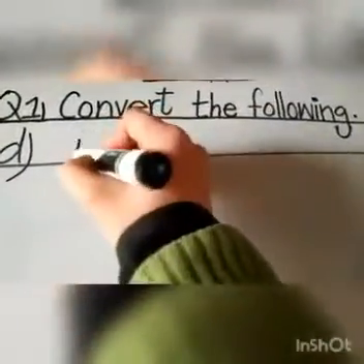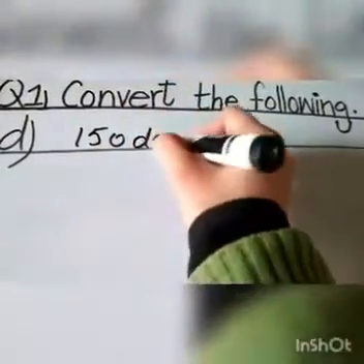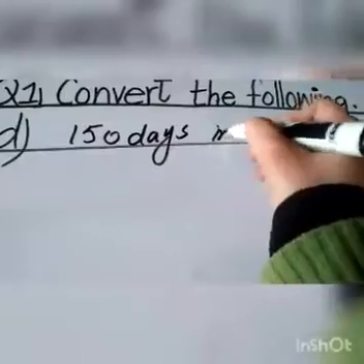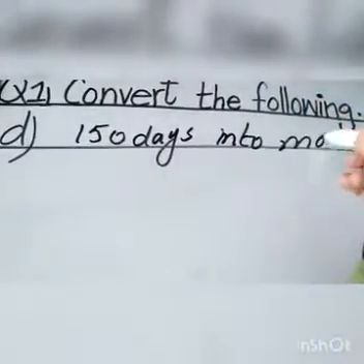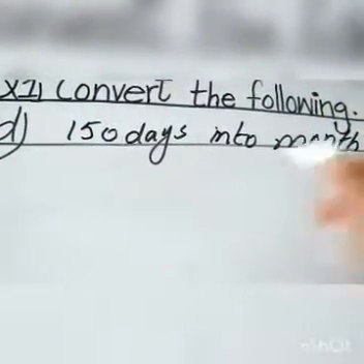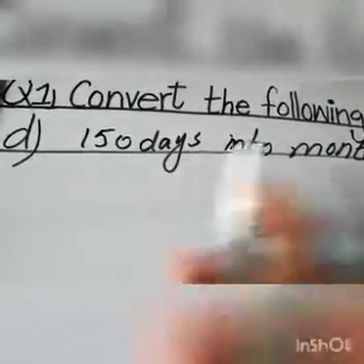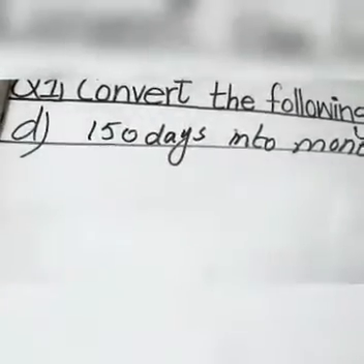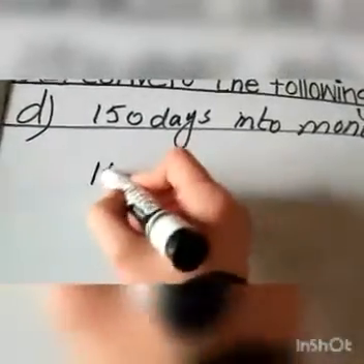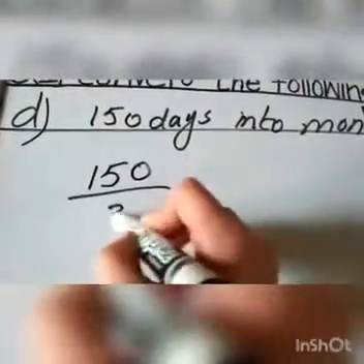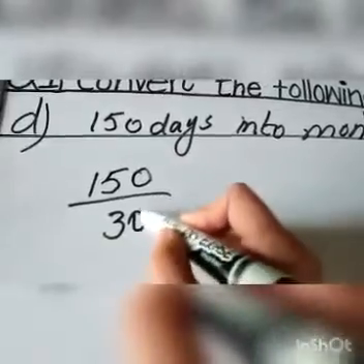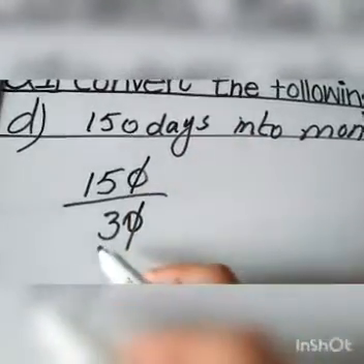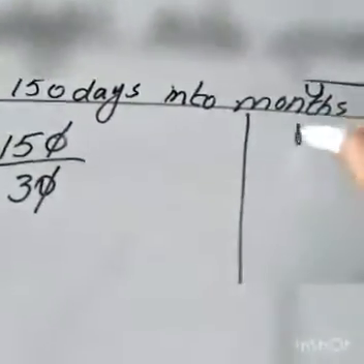Part D, 150 days into months. Class, when we convert days into months, we have to divide it by 30 because in 1 month there are 30 days. 150 divided by 30. So class, the 0 is cut by the 0. Now you can see the division in rough work.